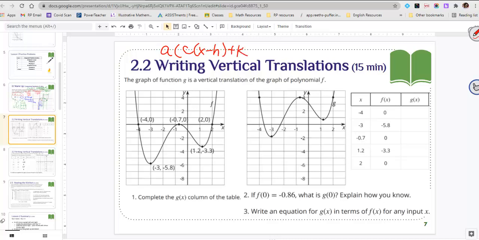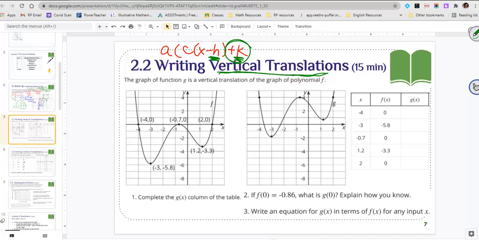I'm going to keep on referring to that, based on what we wrote before, so that we can see where our focus is each day. Different lessons are going to add a different layer to it. Today we're focusing a lot on the H's and the K's, and this one specifically, when we're thinking about vertical translations, is going to be looking at the K value.